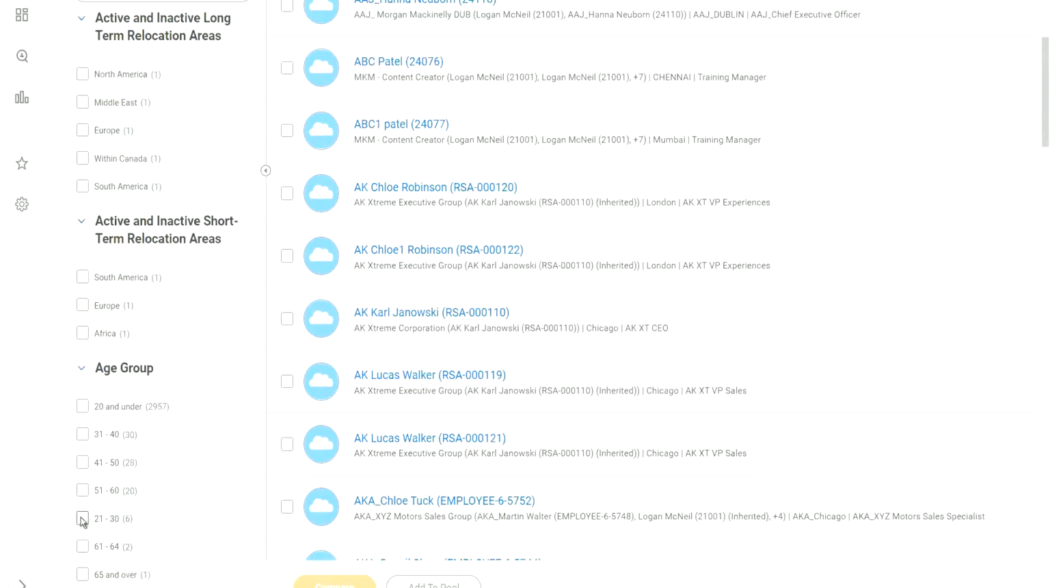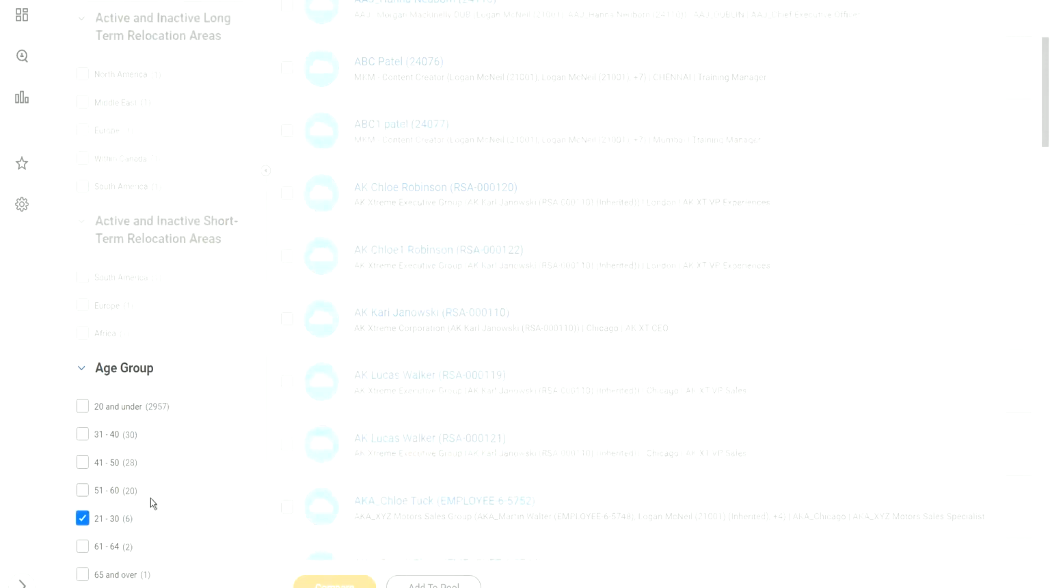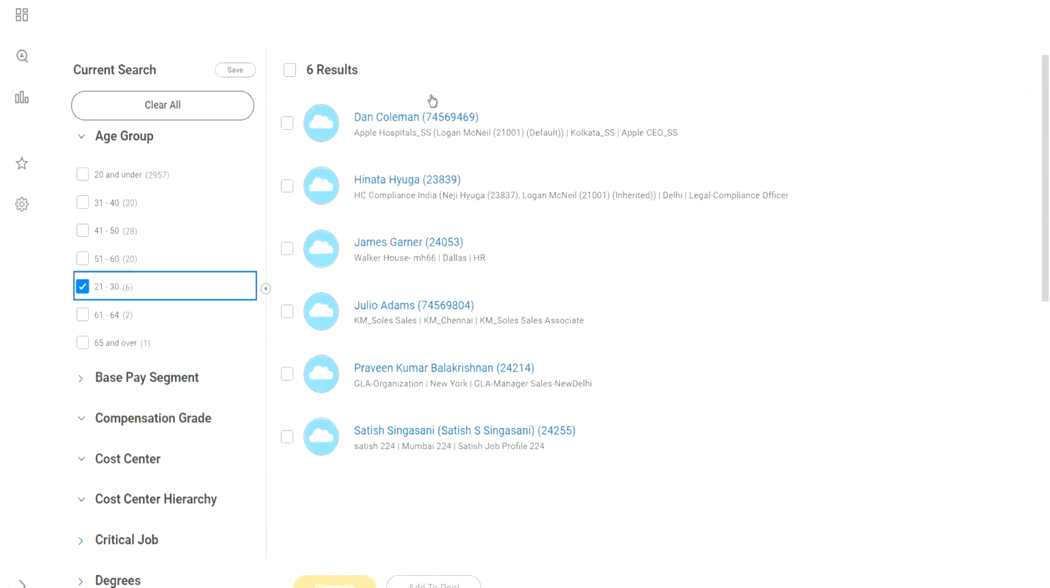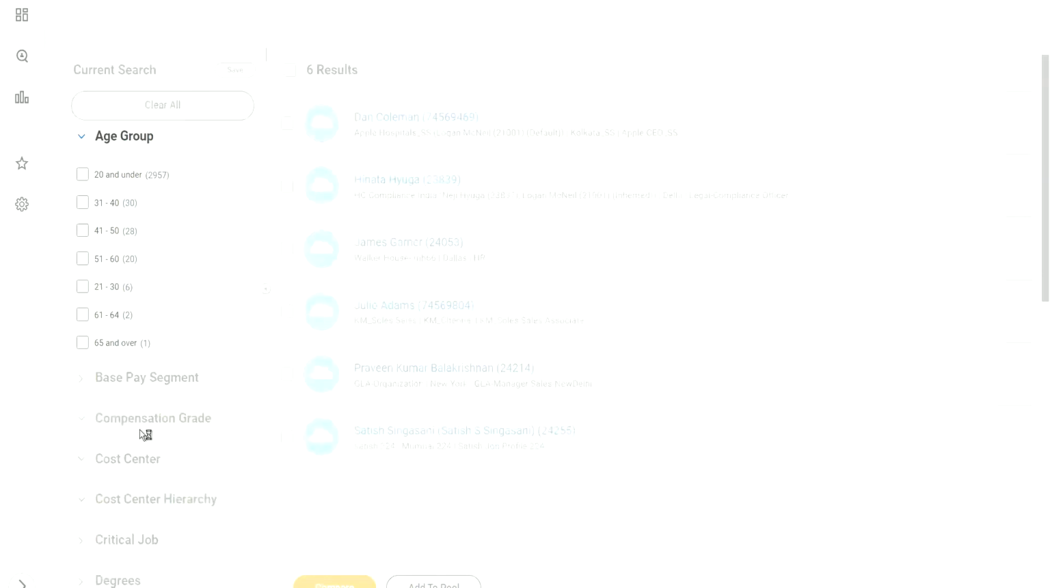Correct. So let's say I choose for the workers 21 to 30. I choose this age group. The moment I do that, automatically it brings it down to the 6 workers who match that particular criteria, right? And then let's say I want to compare the 2 workers.